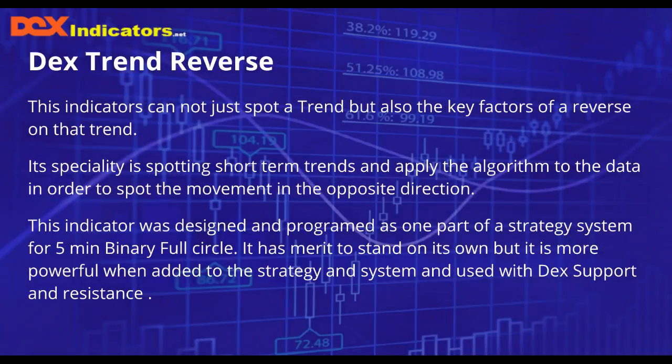Our Dex Trend Reverse system, this indicator can not just spot a trend in its direction, but also the key factors of a reverse on that trend. Its specialty is spotting the short-term trends and applying the algorithm to the data in order to spot the movement in the opposite direction. This indicator was designed and programmed as one of the parts of a strategy system for a 5-minute binary full circle system.